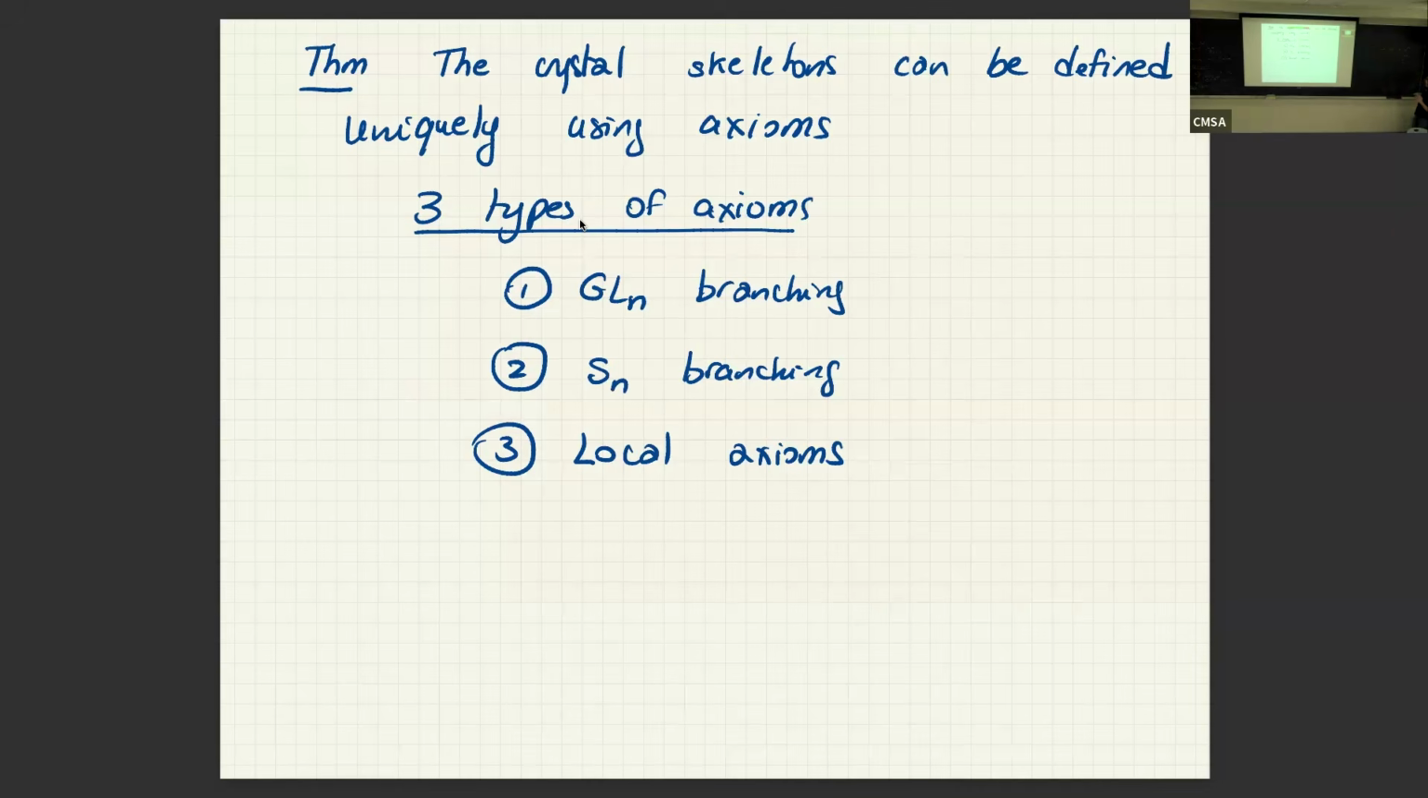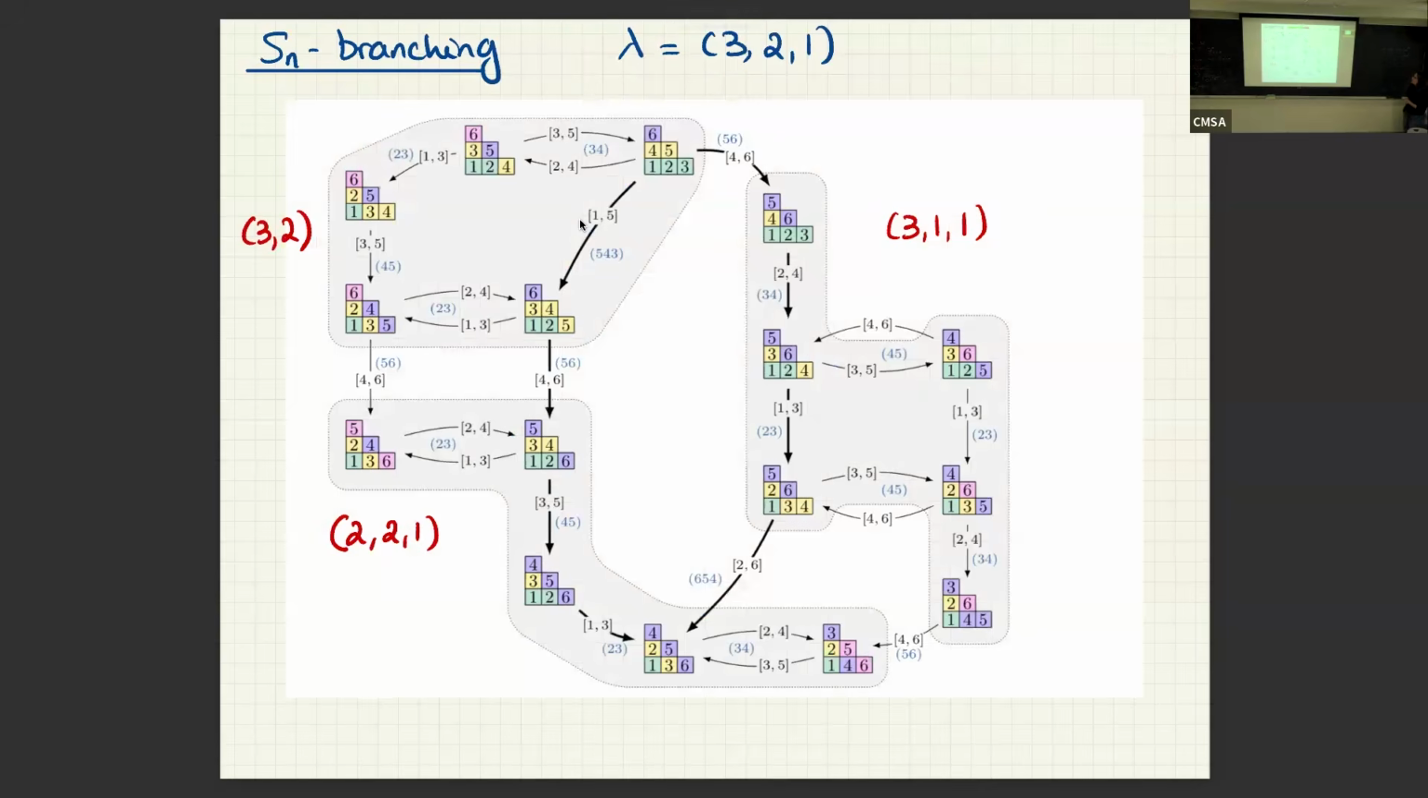We did three types: a GL_n type, an S_n type, and a local type. I'm not going to list them all. Let me just give you two little things about types two and three. For example, what do I mean by S_n branching? Here is the crystal skeleton for lambda equal to 3 2 1. And these are all my tableaux.